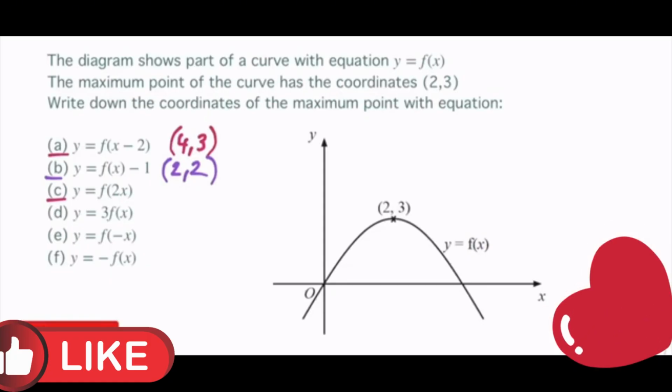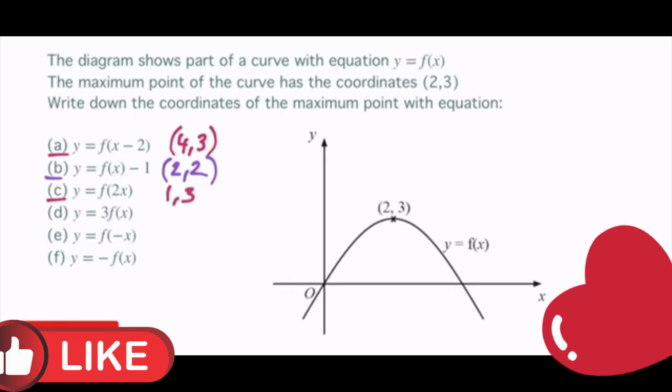So if we look at the x coordinate, it is currently 2. So half of that, halving it because it's inside the bracket, changing the x coordinate but doing the opposite. So half of 2 is 1, and the y coordinate remains unchanged, and that remains as 3. There we go. So that's that one.